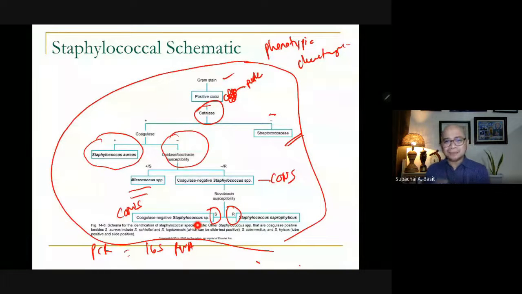Okay, but is it important? Yes, because in the hospital, you won't be spending so much money doing PCR because it is expensive. So the majority of hospitals would usually base on phenotypic characterization. Unless you are doing research, then maybe PCR would be most helpful, but in the hospital, it is mostly phenotypic characterization.